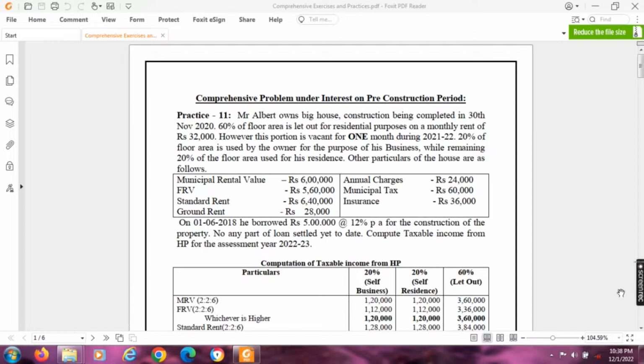Actually, this information is unwanted for income from house property computation. Annual charges, also unwanted information. Municipal tax, this one is required. Insurance, unwanted. So in this problem, ground rent, annual charges and insurance are unwanted information. On 1st June 2018, he borrowed 5 lakh at 12% per annum for the construction of the property. No part of the loan has been settled to date. Compute taxable income from house property.